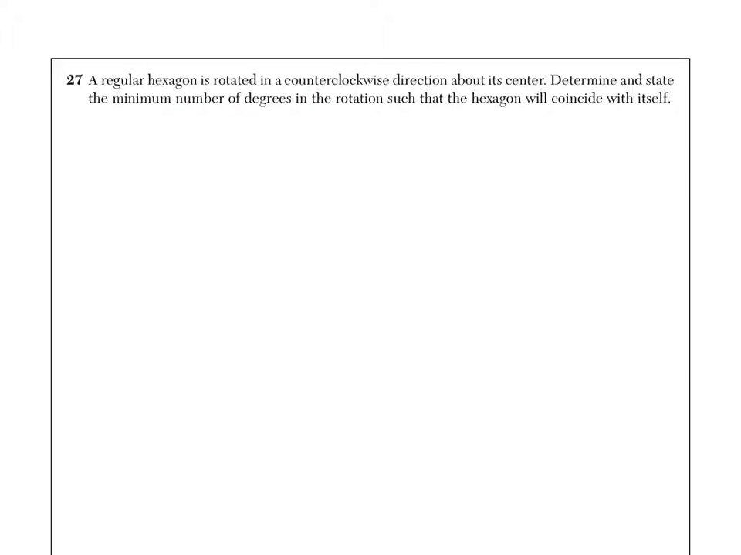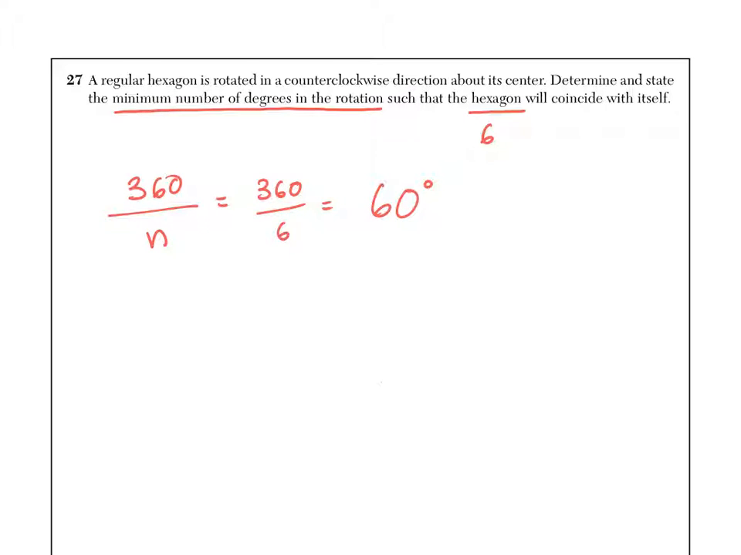Our second question: a regular hexagon is rotated in a counterclockwise direction about its center. Determine and state the minimum number of degrees in the rotation such that the hexagon will coincide with itself, meaning map onto itself. Well, a hexagon has 6 sides, and for minimum rotation, we know a formula, which is just 360 divided by the number of sides, 360 over n. So 360 divided by 6 sides means each rotation would be 60 degrees to map it onto itself.